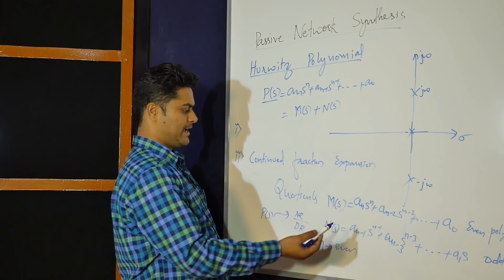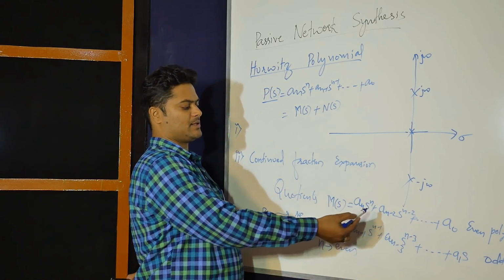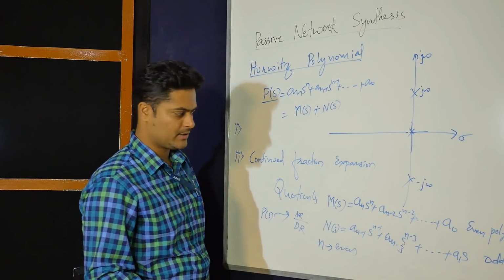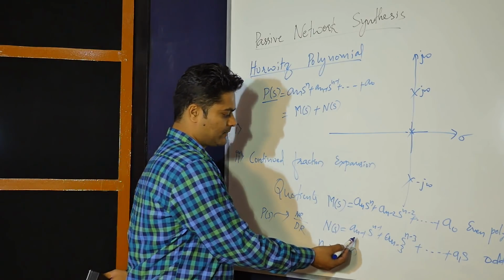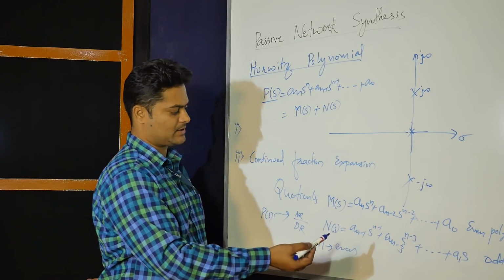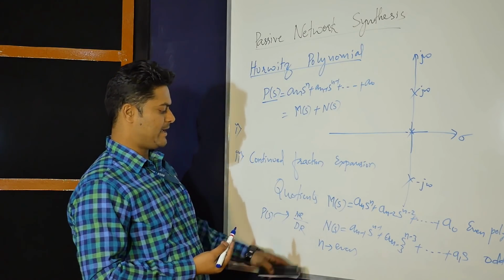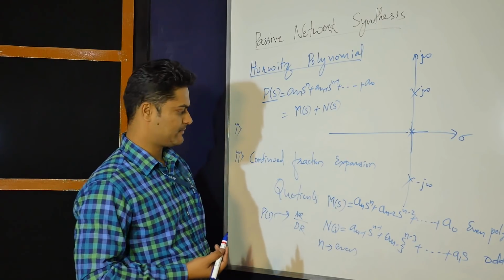Correct? If I have N equal to, say, 4, so A4 s to the power 4 plus A2 s to the power 2 plus so on up to A naught will be an even polynomial, and A3 s to the power 3 plus A1 s will be an odd polynomial. If my n is odd, then it will be vice versa, right?